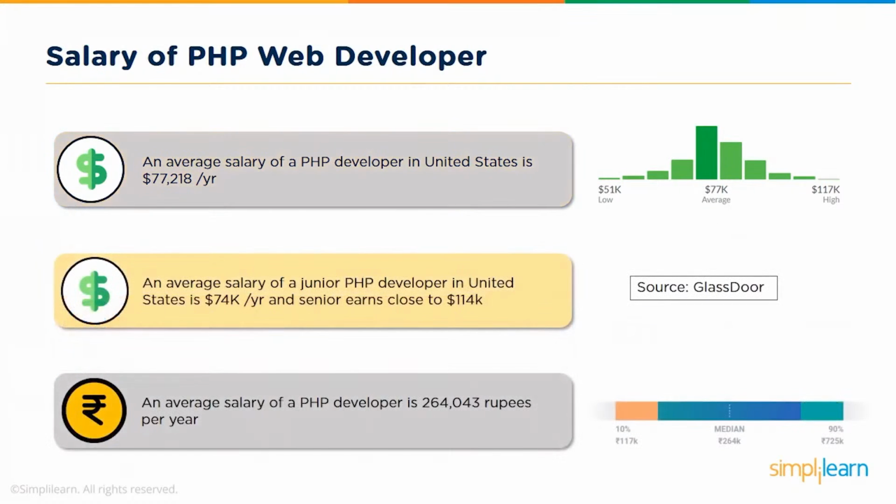Also, in one of the articles, Glassdoor has confirmed that junior PHP developers who are less experienced can earn up to $74,000 annually, while a senior PHP developer can earn close to $114,000 annually. Bear in mind that these salaries can be higher or lower depending on the company's size, location, local demand, etc.